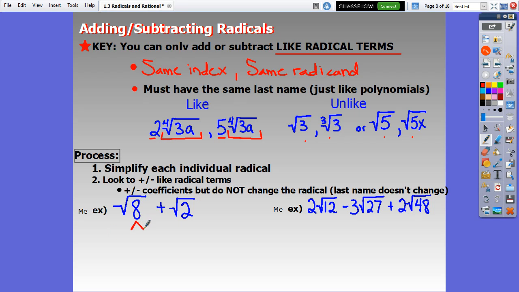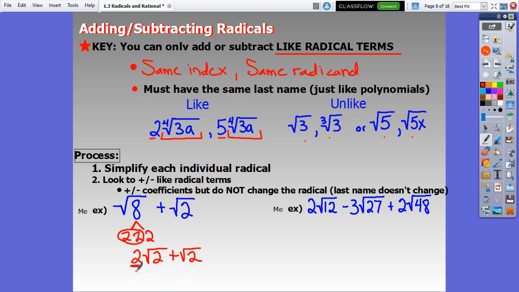If it was that easy, grade school kids could do it. So it's got to be a little harder than that. So we're going to break down 8 and see what it's made up of. It's made up of three 2s, so it looks like I can take a 2 out. So the process is: simplify all the radicals as much as you can, and then look for like radical terms.